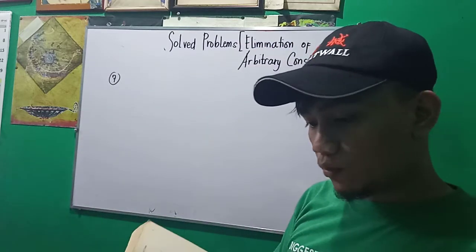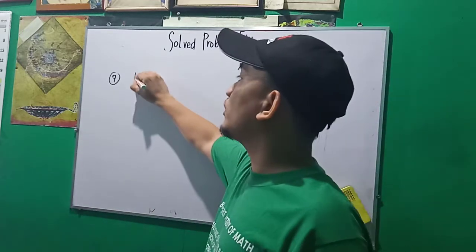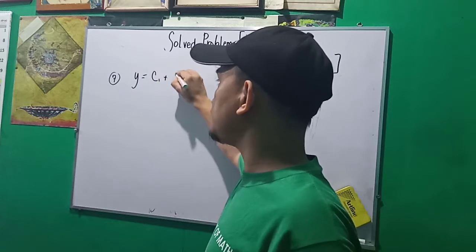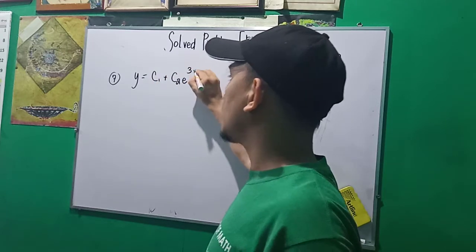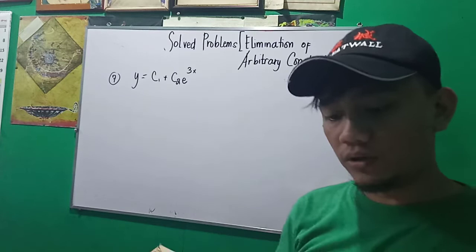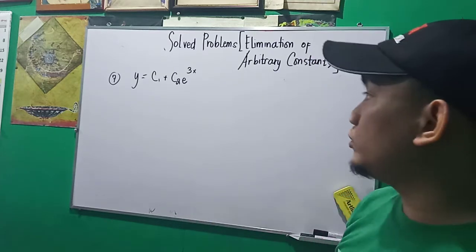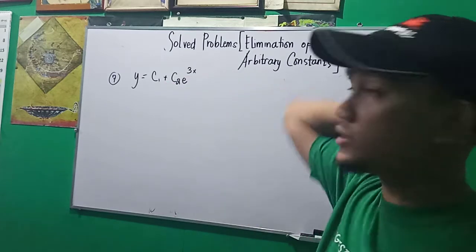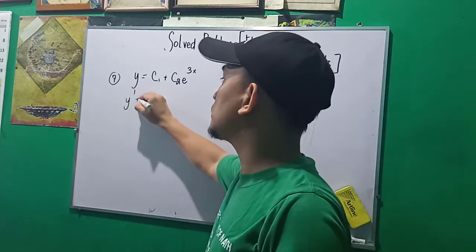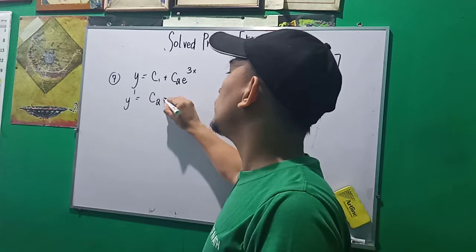Number 7. Y is equal to C1... Paano kapag ganito? Ayan. Meron na tayong exponential, mga lodi. Anong gagawin natin dito? Ang ganitong gagawin natin diyang diskarte, mga lodi: dalawa constant, twice tayo magdi-differentiate. So, that is y prime is equal to C2 e raised to 3x.